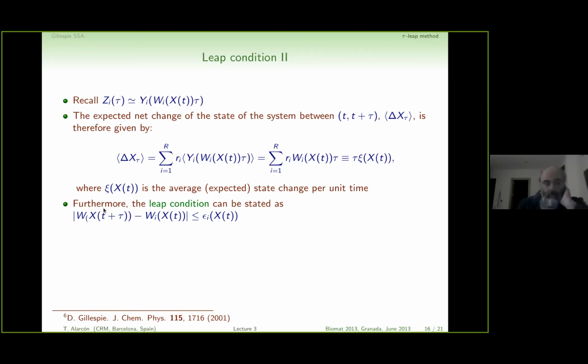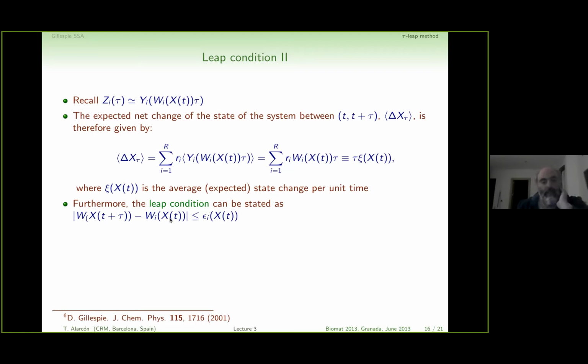Now, the leap condition can be stated in this way. Sorry, this parenthesis here should be an i, and there should be a parenthesis here. I apologize for this.